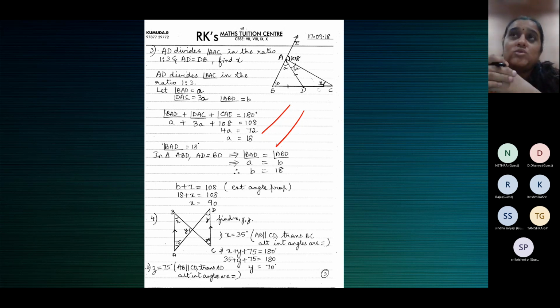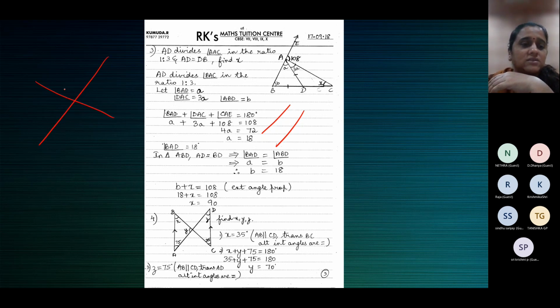So then what else can you think of? You can think of the exterior angle property. You can think of vertically opposite angles being equal. Vertically opposite angles are equal irrespective of parallel lines, because they are about intersecting lines. These two angles are equal. For that, you don't need parallel lines. You only need intersecting lines.